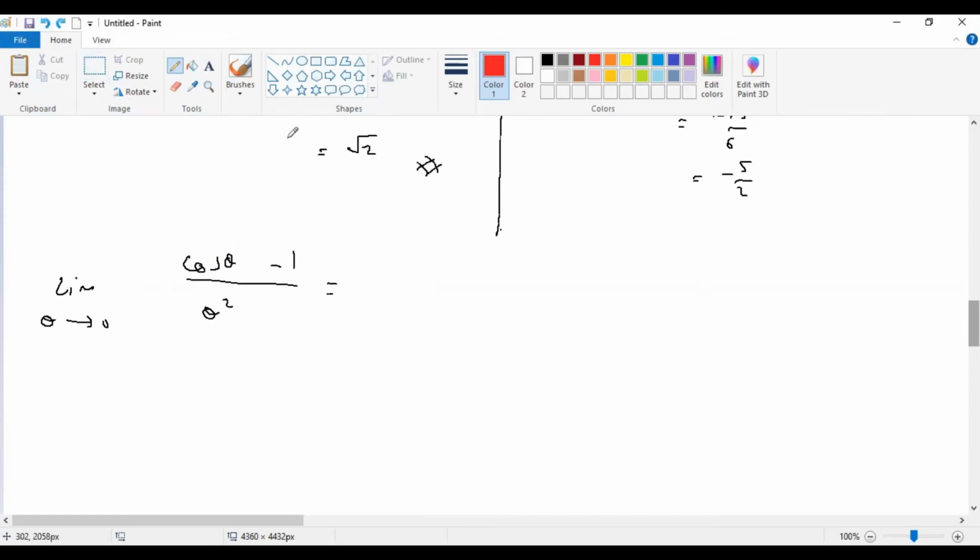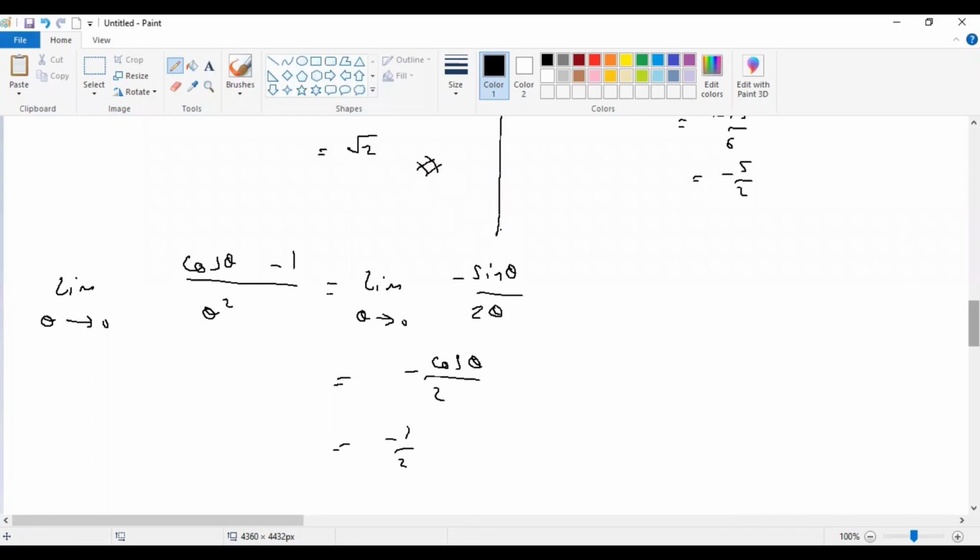So now, by using L'Hopital's rule, it is equal to the limit as theta approaches 0. The derivative of cosine is minus sine theta, and the derivative of 1 is 0. The derivative of theta squared is 2 theta. Now this one is again 0 over 0, so the derivative is minus cosine theta over 2, which is negative 1 over 2.